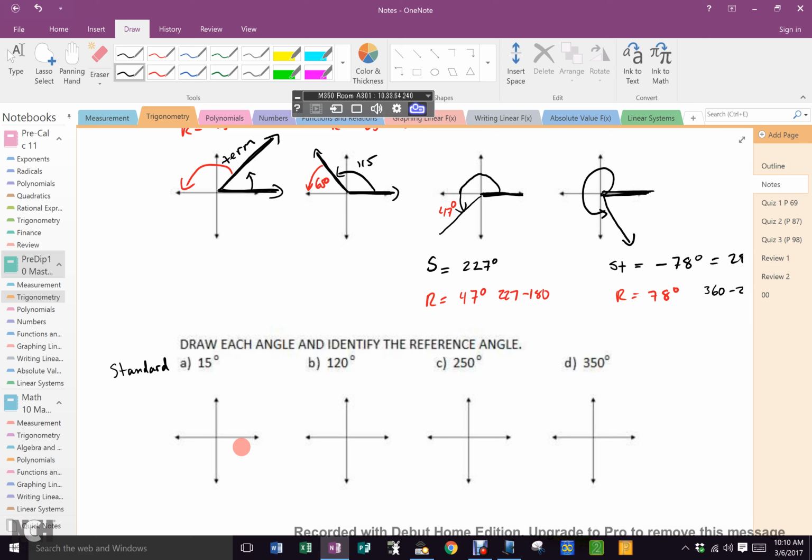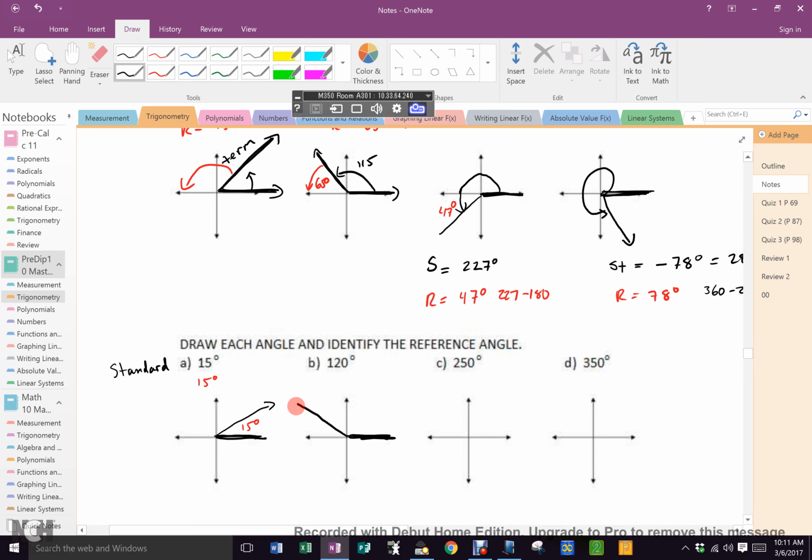Where is the standard angle of positive 15 degrees? It is just a little bit up, yes? I've obviously exaggerated it. Why? So you can see it, right? So if my standard is 15, what's my reference? Which I will do in red. It is 15 because it is the closest x-axis. Cool? All right.